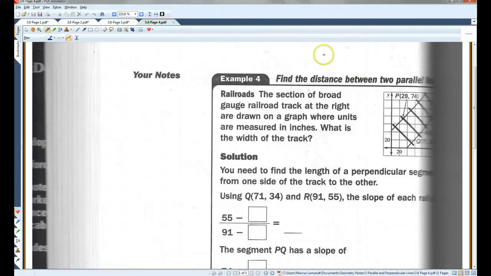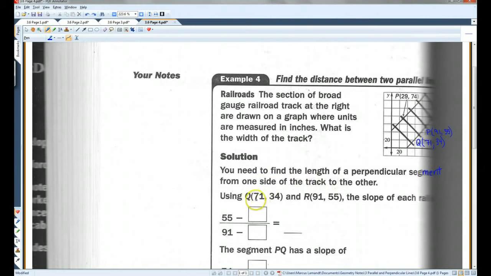Okay, railroads. The section of broad gauge railroad track at the right are drawn on a graph where units are measured in inches. And gosh, it got cut off again. What is the width of the track? Okay, I'm going to try to draw what's missing here. This says Q 71, 34. And this is P 91, 55. Okay? So you need to find the length of a perpendicular segment, from one side of the track to the other.